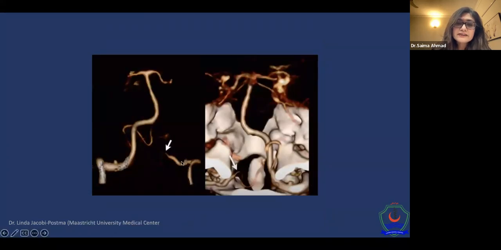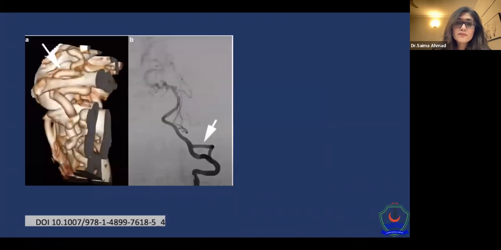This is another case, and there is abrupt hypoplasia of the distal segment of the vertebral artery at the PICA. And as compensation, there is a dilatation of the opposite vertebral artery. So this case is different from the previous one. In this, it should not be confused with the dissection. So this is not stenosis or dissection. This is abrupt hypoplasia of the distal part of the vertebral artery.